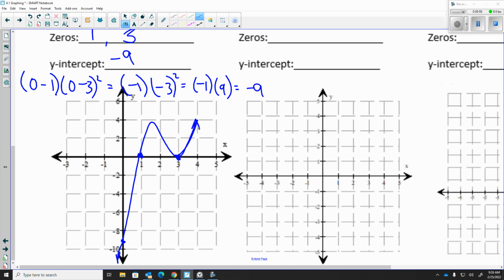Okay? And again, we're not looking for a perfect picture here, because I have no way of knowing exactly how high I go or how skinny it is. I don't know that. I just want a general picture of what it looks like. Does that make a little sense? Okay.